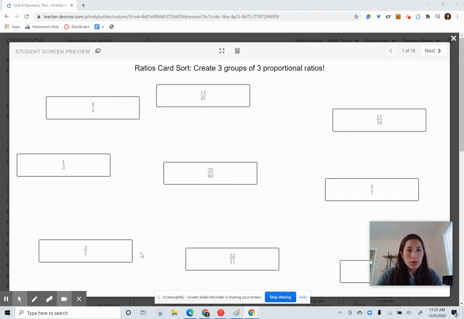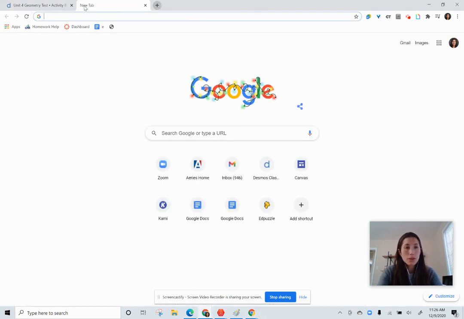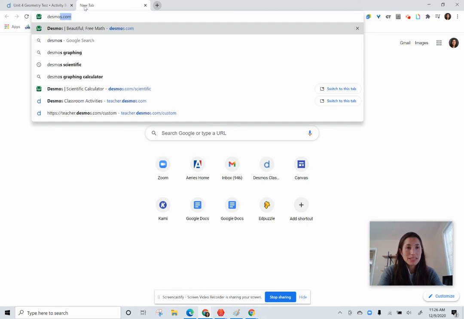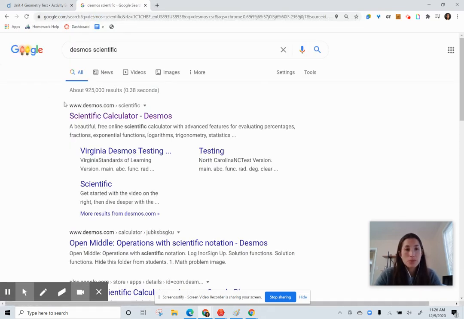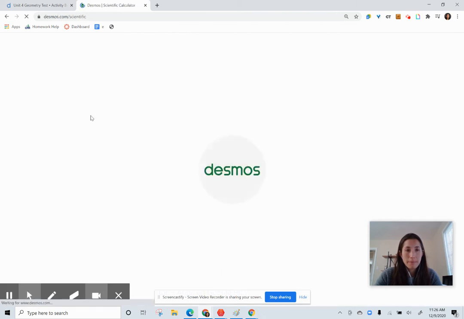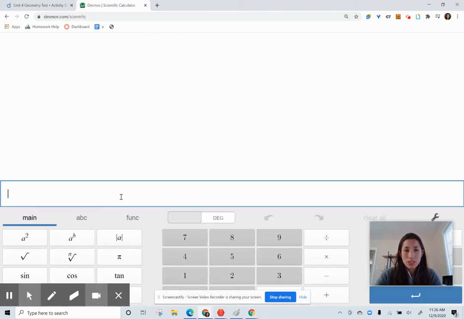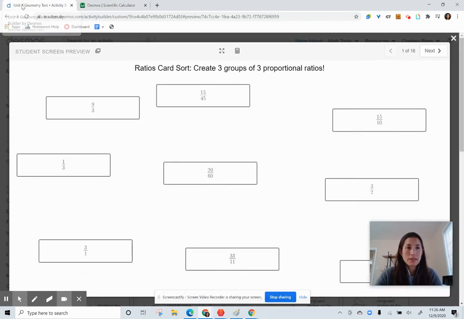All right, so in our first question, we are trying to simplify each of these ratios. As you're doing this, you're going to want to Google Desmos Scientific Calculator. You will need to use this as we're working on the test, and it should look just like this. You can also download the app on your phone, Desmos Scientific.